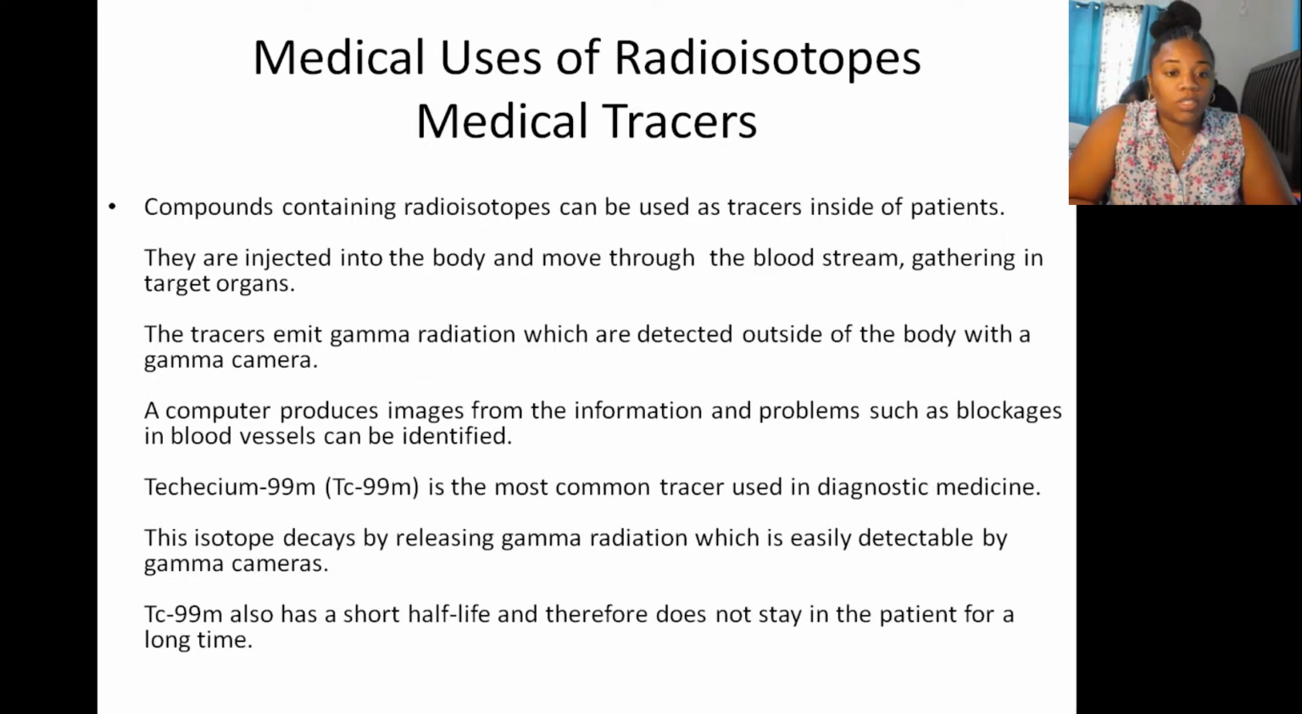Now, compounds containing radioisotopes can be used as tracers inside of the patient. It is injected into the body and it moves through the bloodstream and gathers in the targeted organ. The tracer then emits gamma radiation, which is detected outside of the body using a gamma camera. A computer then produces images from the information gathered, and problems such as blockages in blood vessels can be identified.